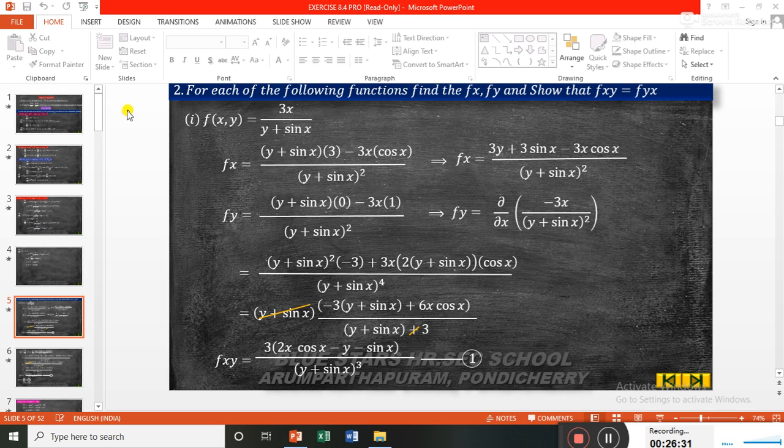Second problem. For each of the following functions, find fx, fy and show that fxy equals fyx. Subdivision 1: f of x comma y equals 3x by y plus sin x. Now we differentiate. Here we find fx and fy. fx means dou f by dou x, fy means dou f by dou y, fxy means dou by dou x of dou f by dou y, and fyx means dou by dou y of fx.